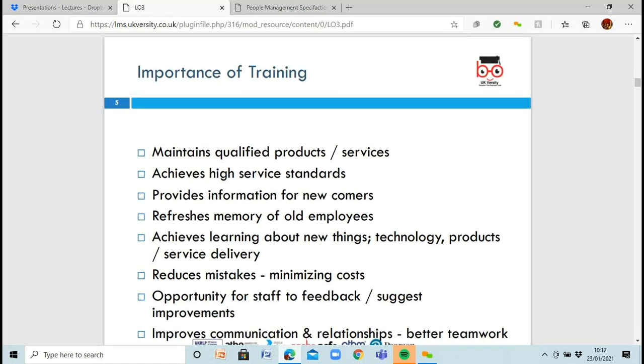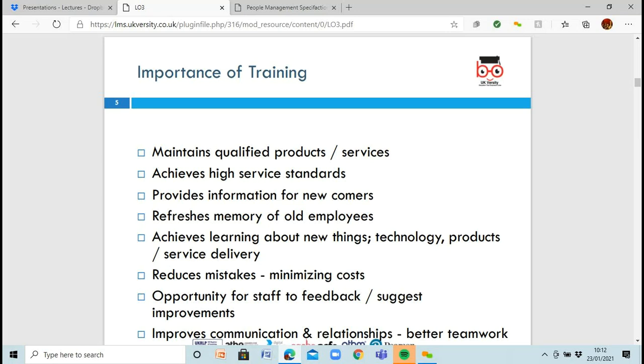And then we're going to look over the importance of training. So training actually helps you to maintain your qualified products or services, so you're maintaining your knowledge within that. It helps you to achieve high standards. You're able to provide information for newcomers, so you're imparting your own knowledge and skills onto people who are joining your organization. It refreshes the memory for older employees. It helps you to achieve learning about new things, so you're able to learn about technology, products, new services, just different systems that you might have gone on to.